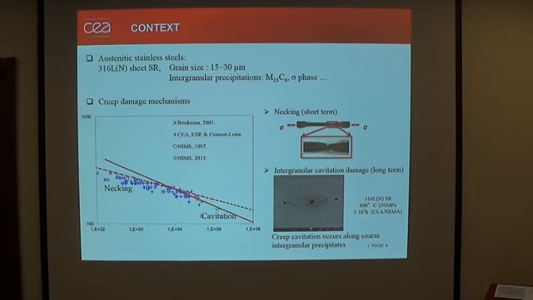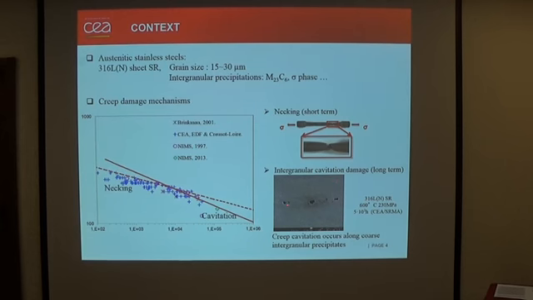The 316LN that we use has a grain size of 15 to 30 micrometers, and intergranular precipitation could be M23C6, sigma phase, or Laves phase, and others. From this stress-lifetime curve, we can observe a change of slope from short-term to long-term. The short-term creep should be considered as necking, characterized by local area reduction. For the long-term creep, it will be intergranular cavitation damage.